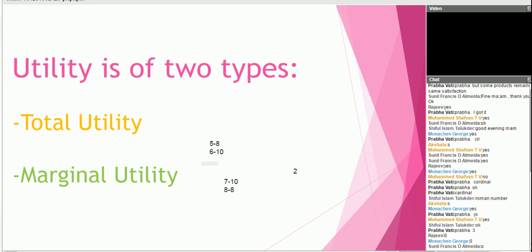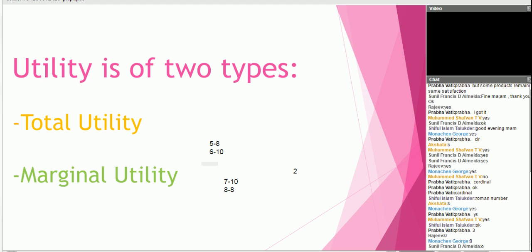Yeah, it's 0. It's 0 because the utility of the previous unit, that is the 6th unit, was 10. And the 7th unit is also 10. So when you subtract this 10 from 10, you are going to get a 0. It means the 7th unit is not giving us any satisfaction. So it's better to stop the consumption at the 6th unit.